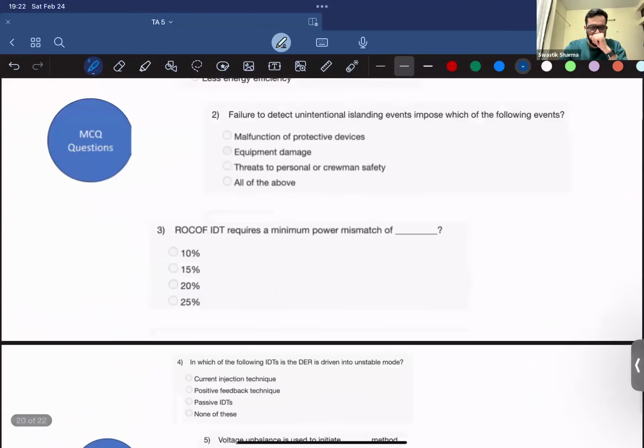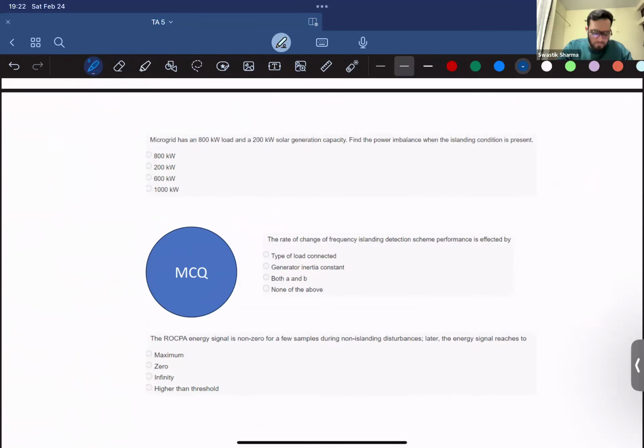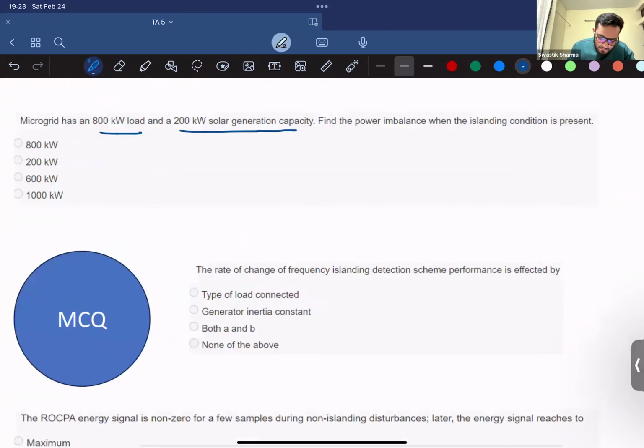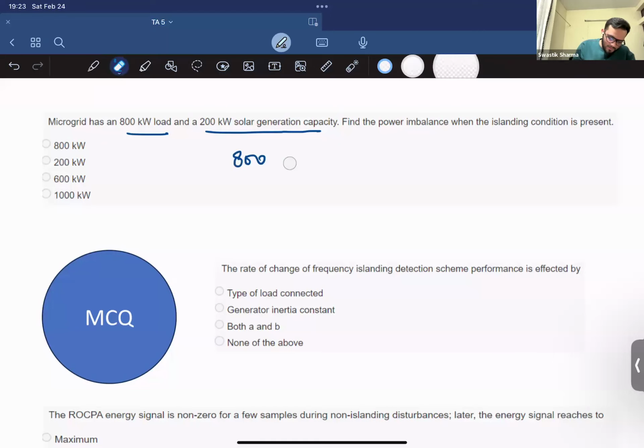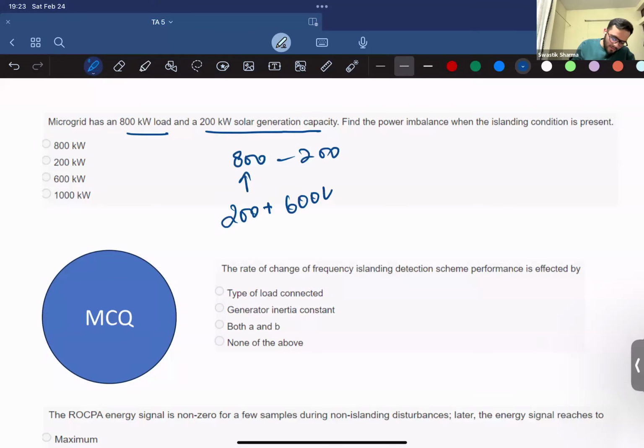So the first question we have is, a microgrid has an 800 kilowatt load and a 200 kilowatt solar generation capacity. Find the power imbalance when the islanding condition is present. It's very easy, right? What would it be? It would be 800 minus 200. Earlier, this 800 was being supplied from this 200 solar generation as well as 600 kilowatt from main grid, right? Now, this main grid is not there anymore, so the power mismatch will be of 600 kilowatt, right?